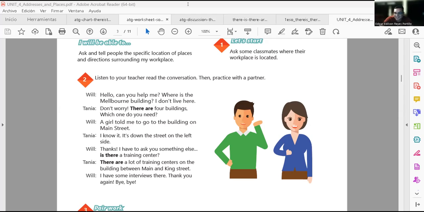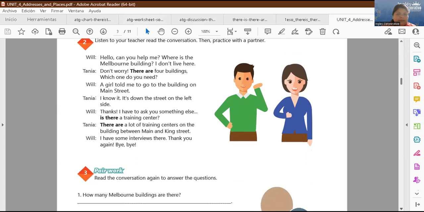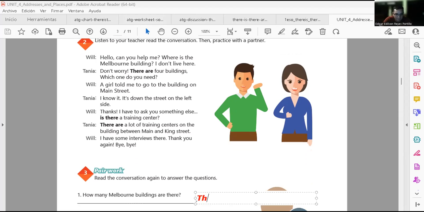Okay, perfect. Thank you, boys. So now we have some questions, well, they are related to the dialogue. How many Melbourne buildings are there? So what do you think? Read the dialogue. Four. There are four buildings.